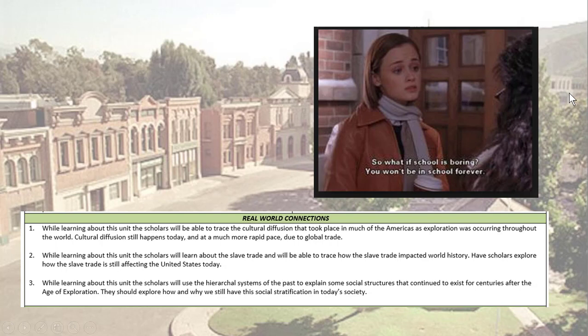Okay, as far as the real world connections, I try to remind myself often that while world history is super important, how scholars absorb this material and apply the lessons learned to real world problems is the most important aspect of our course. So our scholars will be in the real world before we know it. So take time this unit to highlight how a lot of the social issues that began in this time period are still very much relevant. And you can look through these for more detail.